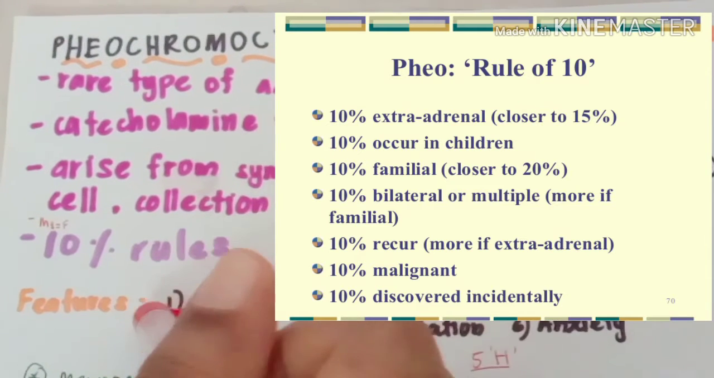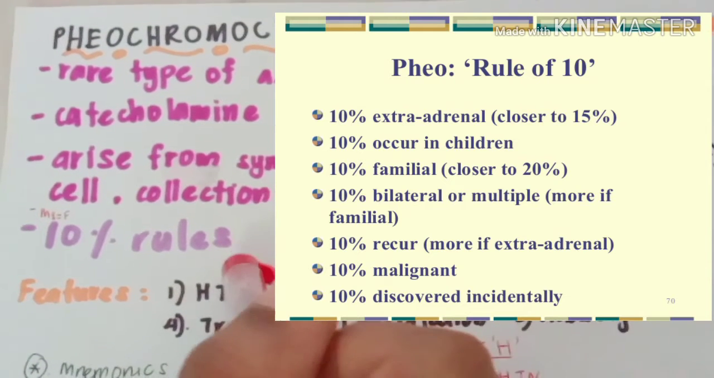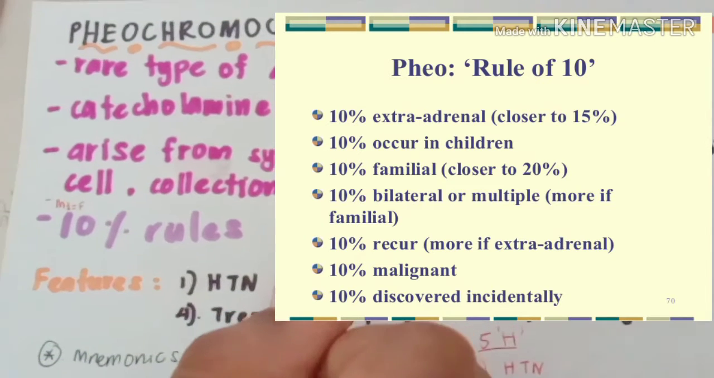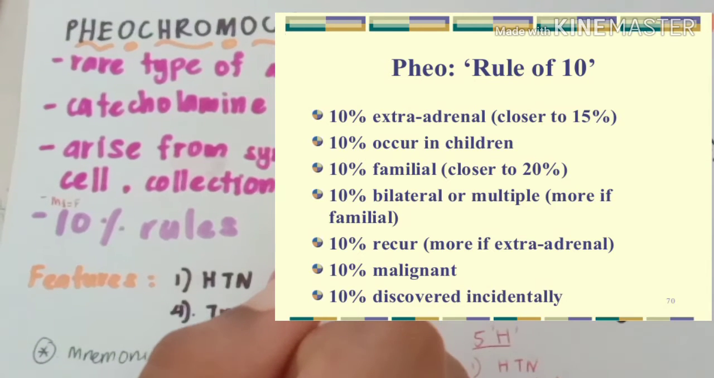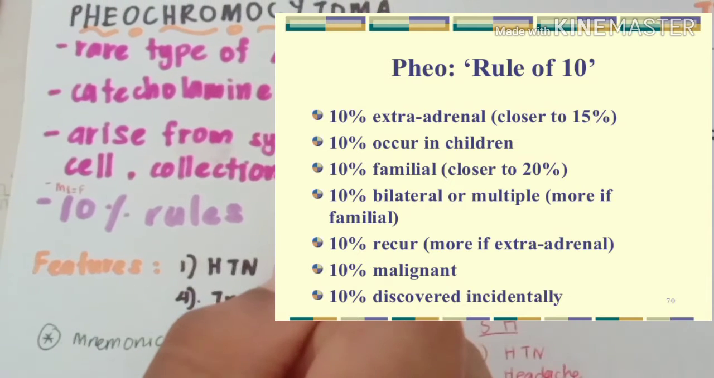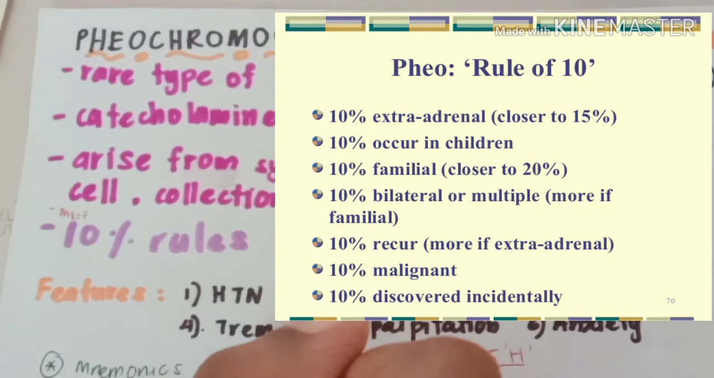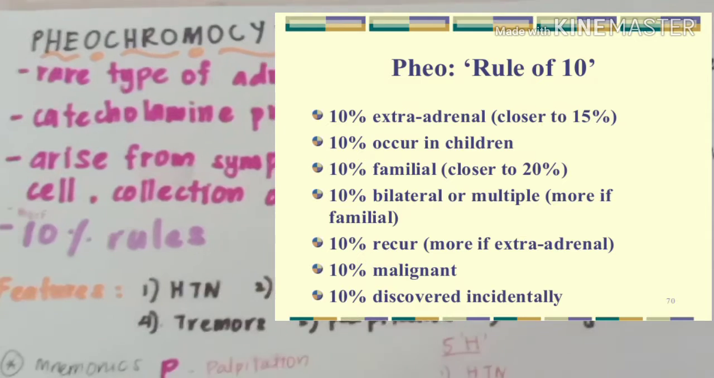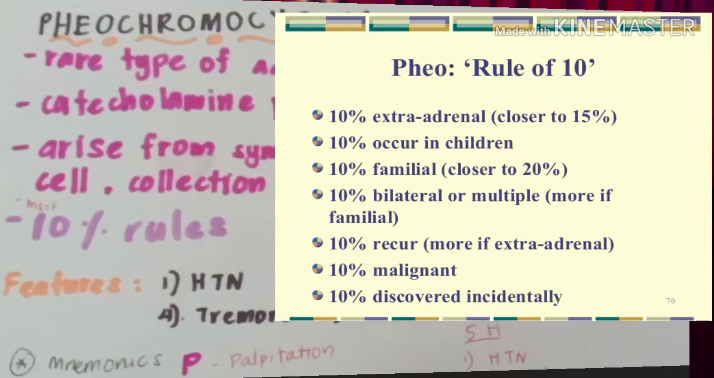Pheochromocytoma is also known as the 10% rule disease. Why is it called the 10% rule disease? Because 10% are malignant, 10% are extramedullary, 10% are bilateral, 10% are familial, 10% are in children, 10% recur, and 10% are associated with MEN syndrome.